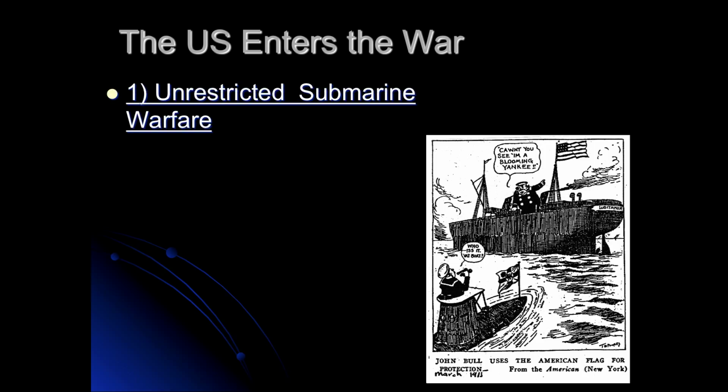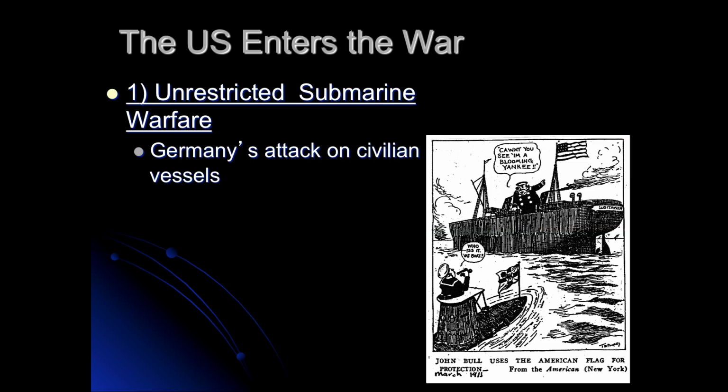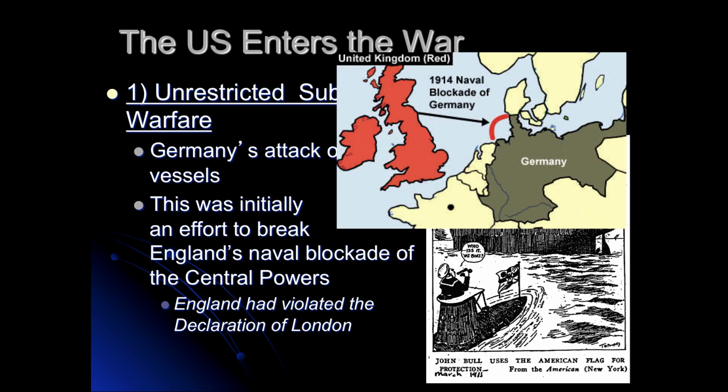The first point is unrestricted submarine warfare, and that is Germany's attack on civilian vessels. Originally, this was not an attack on civilian vessels. This originally was a policy that Germany had, where Germany was trying to break up England's naval blockade. So originally, the German submarines were attacking the English Navy, but then this turned more towards civilian vessels.